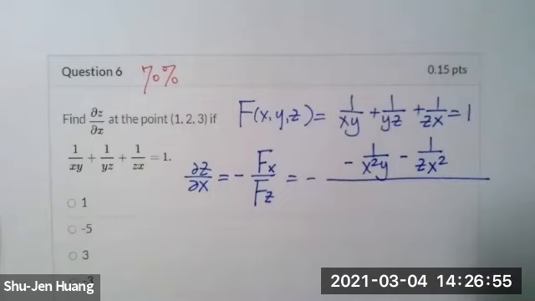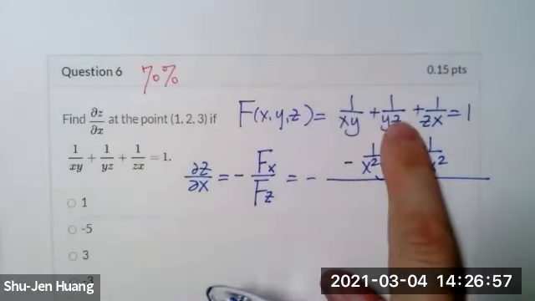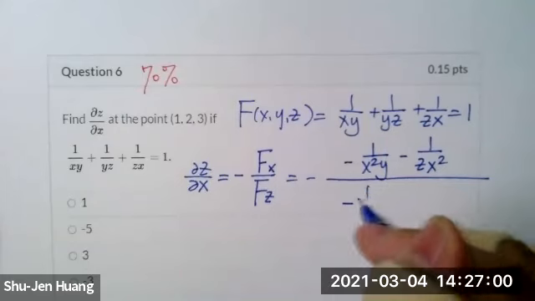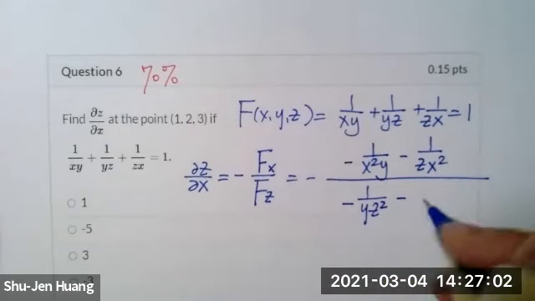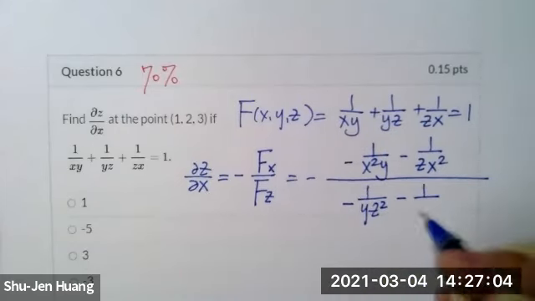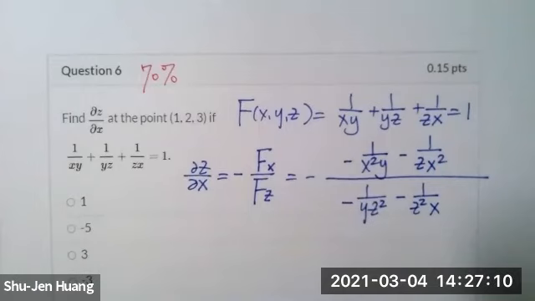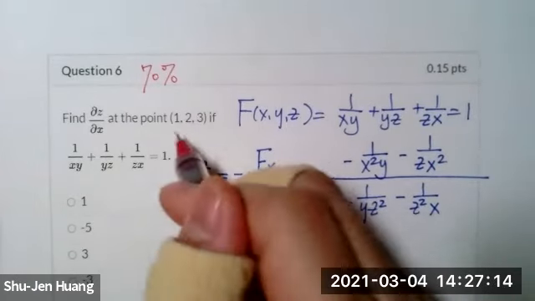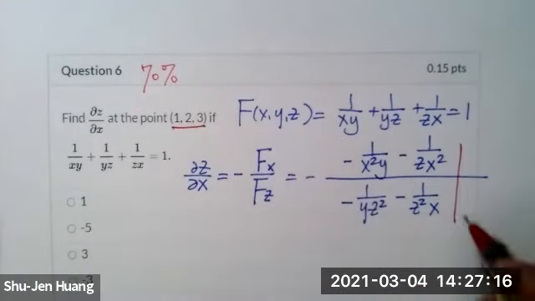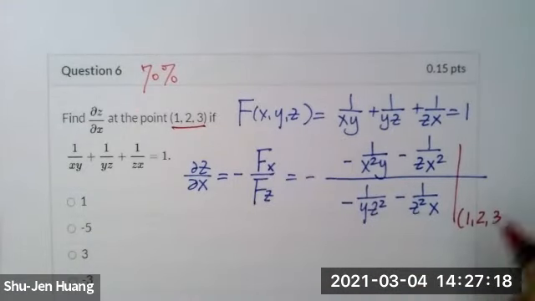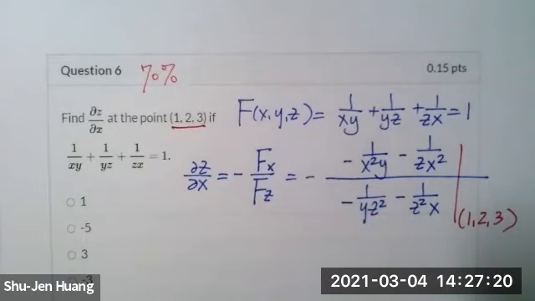And now we're going to take the partial derivative with respect to z. So we have -1 over y z squared minus 1 over z squared x. Is that good? And once we find the partial derivative, now we're going to plug in the x, y, z values: x equal 1, y equal 2, z equal 3, okay?